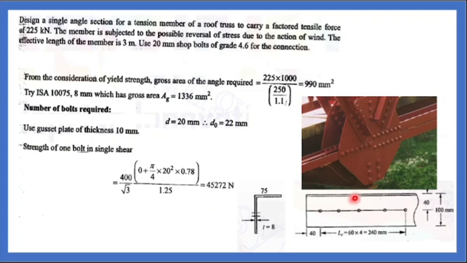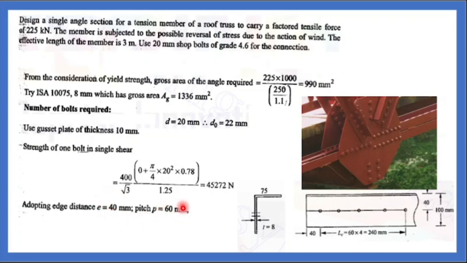How many bolts are required and what should be the distance? Formula for edge distance is 1.5 times the diameter of the hole. What is your diameter of hole here? 22. So 22 into 1.5 will be 33. So more than 33 you can provide. Here they have taken edge distance as 40 and pitch as 60.